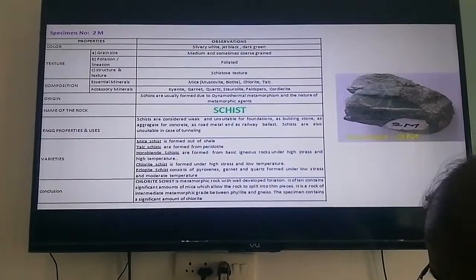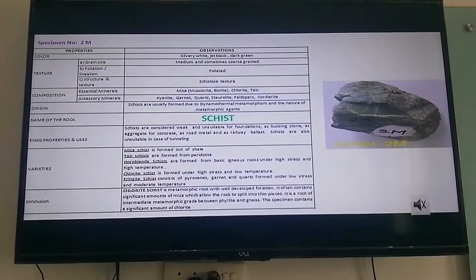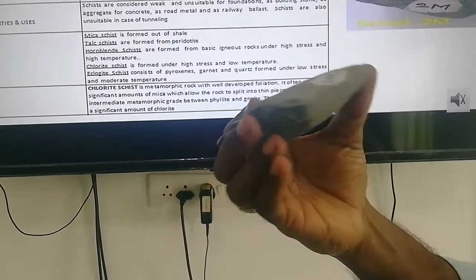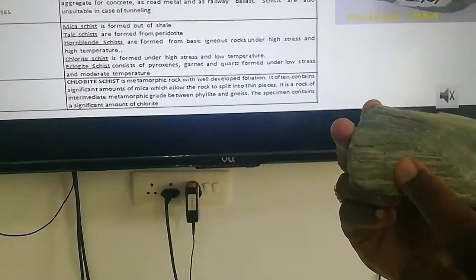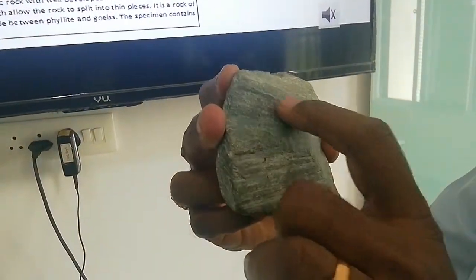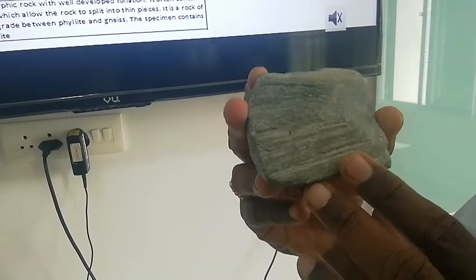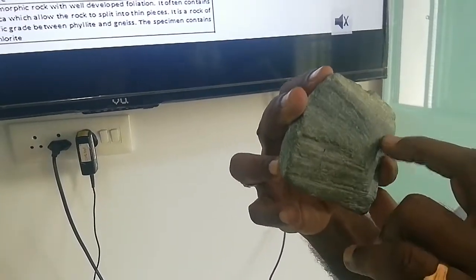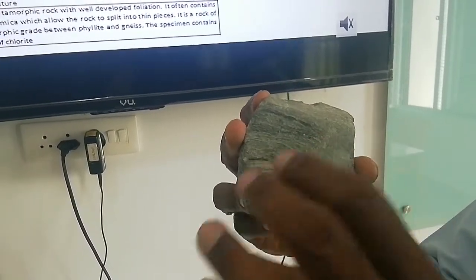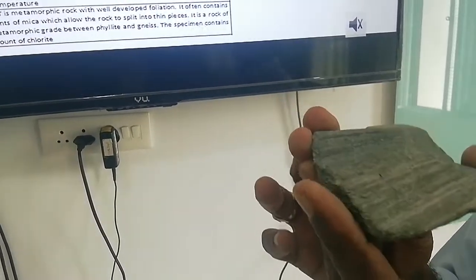Coming to the next rock, schist. Schist is a metamorphic rock which is marked as 2M. We can see very clearly it is silvery white in color, or dark green. Medium to coarse grained minerals are present. Foliation can be seen because each mineral layer is parallel to one another, and it is exhibiting schistose structure.